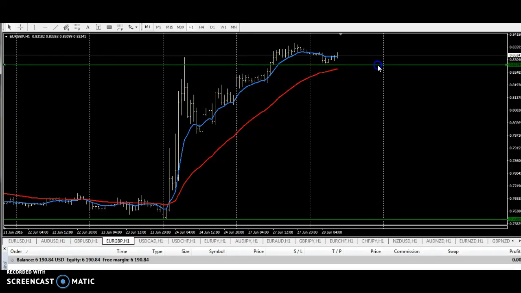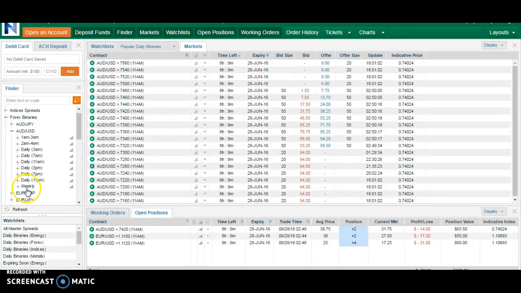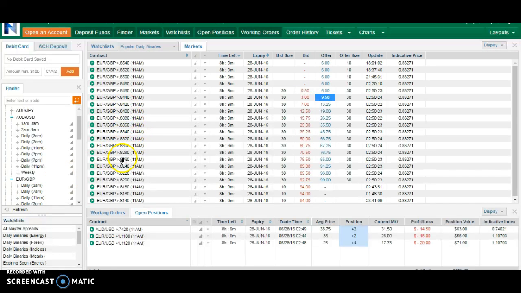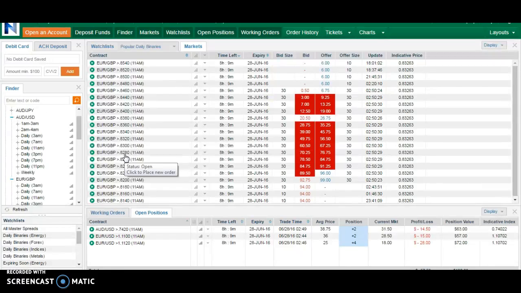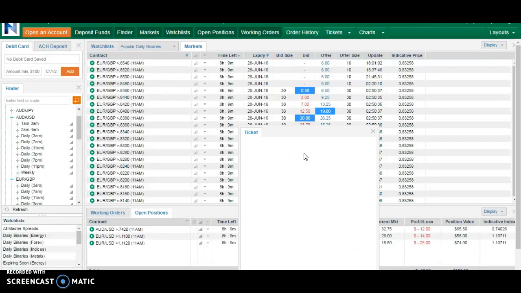Let's see what they're getting for 82.80 on the Euro Pound. 82.80. That's a good price right there, 29.50. And I'm going to sell it.